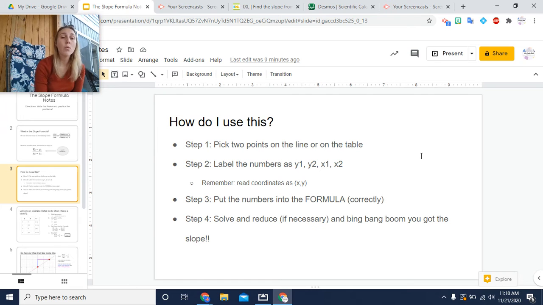Once you have them labeled, step 3 is to put them into the formula. Make sure you do it consistently and correctly. And once you put it in the formula, you just have to simplify. And then you can reduce the fraction, the answer, if you need to. If you don't need to simplify it, then that's going to be your slope, and you're done. That's all you have to do.